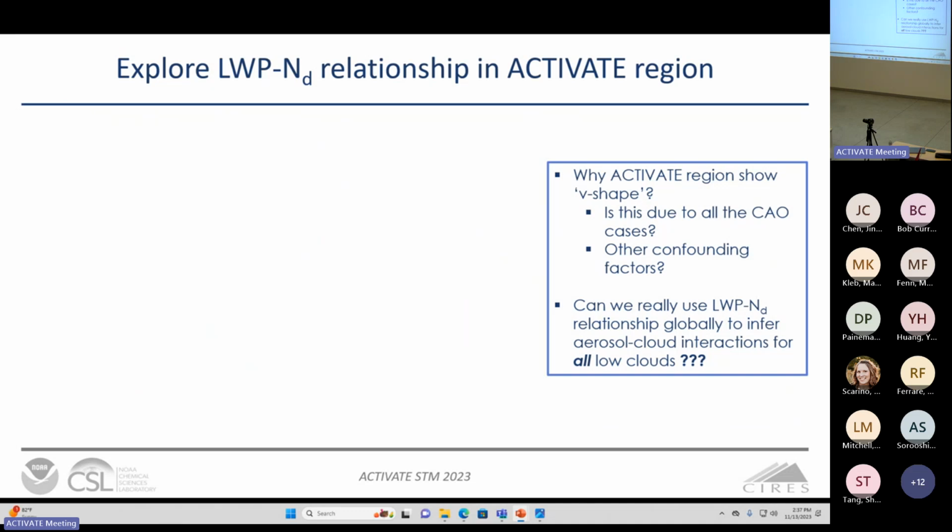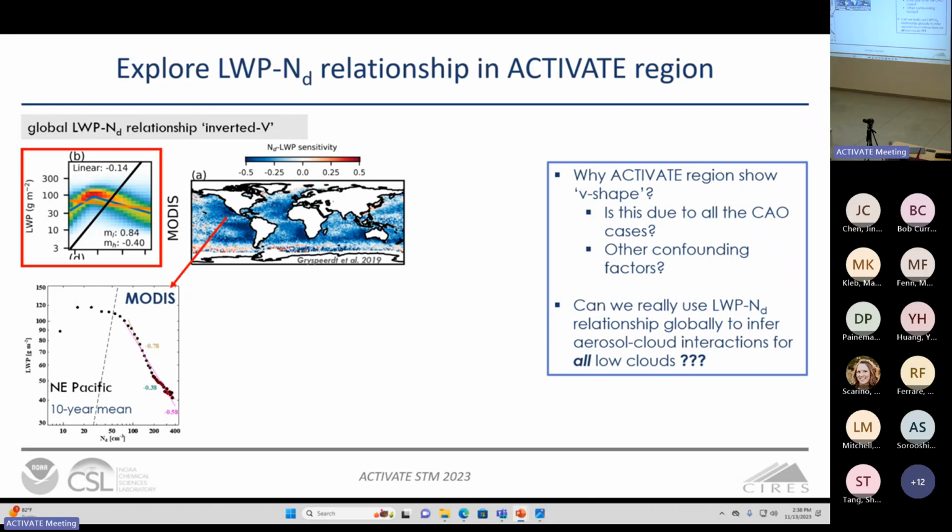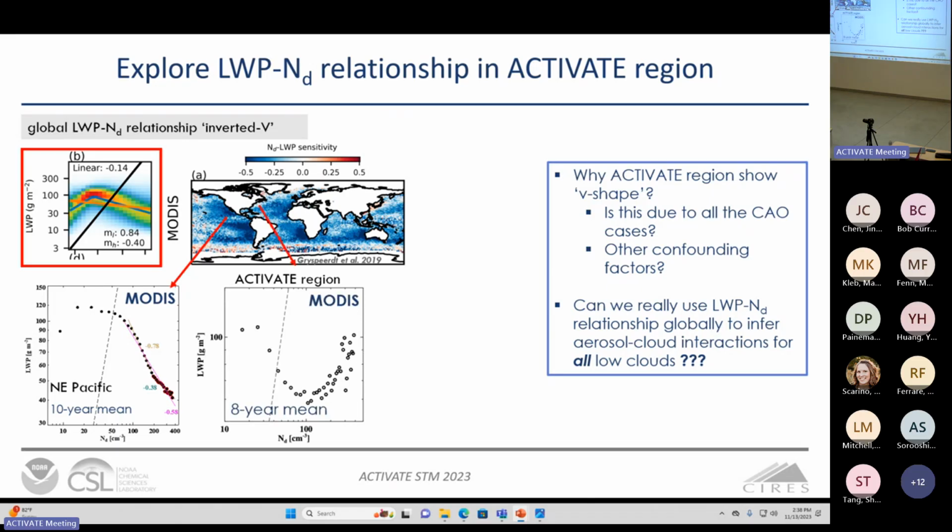So another thing I look at is this, which has already been talked about a lot this morning: the liquid path ND relationship for the ACTIVATE region, which is really interesting. When I first started to look at this ACTIVATE data, this is what I showed last year, and Stella also showed this morning a global map of the liquid path ND relationship, which is this inverted V. If you look at the stratocumulus region, the Northeast Pacific nicely shows up this inverted V from satellite. For the ACTIVATE region, we really see this positive correlation, a high number concentration.